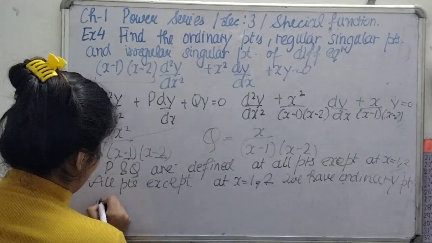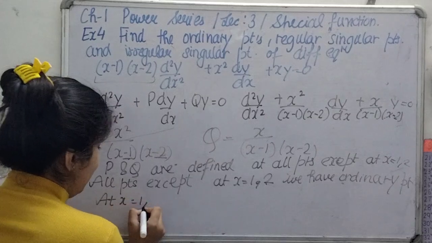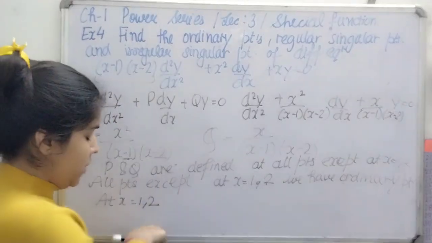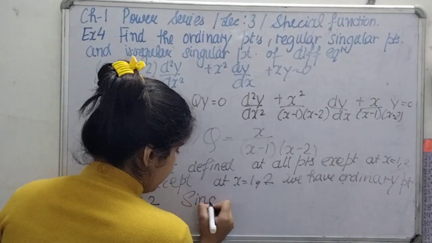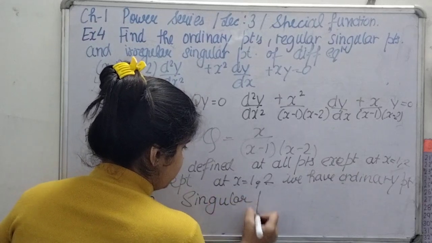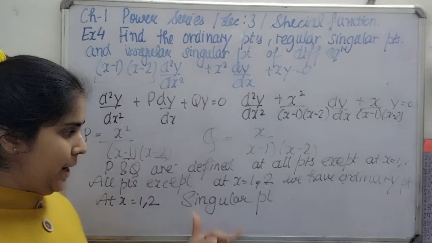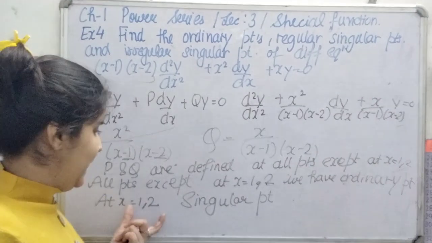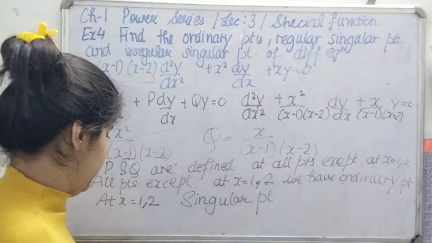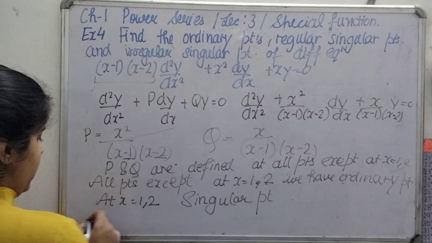Now it is clear that at x is equal to 1 and 2 ordinary point नहीं है. ordinary point नहीं है इसका मतलब हमारे पास क्या है, singular point. Now singular point we are clear that it is having singular point. Let us check it is having regular singular or irregular singular. For that you have to check at x is equal to 1.